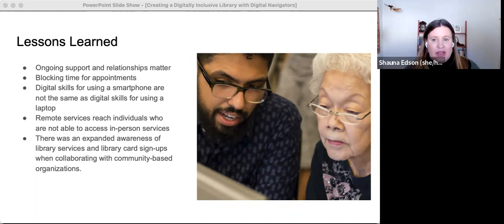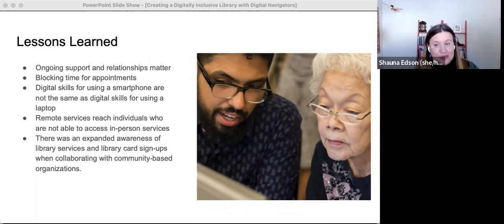So, ongoing digital navigator services at the city library: we have decided to drop the term digital navigator. The reason we did that is because during this grant period, we had a lot of folks who attached the name Digital Navigator to getting a free device, because we were able to distribute devices to folks during that time.